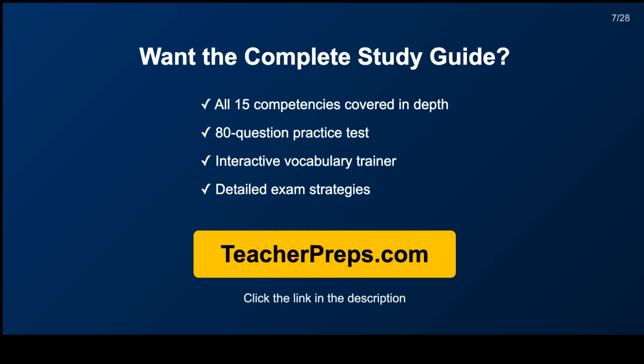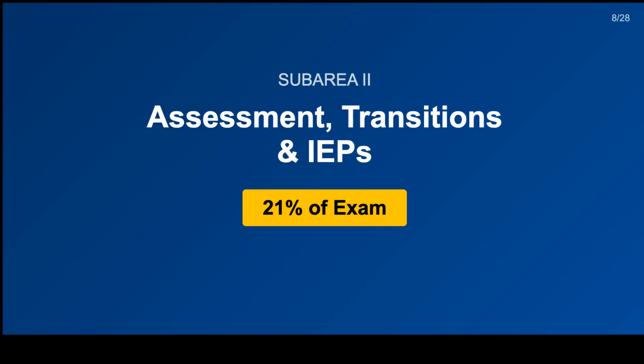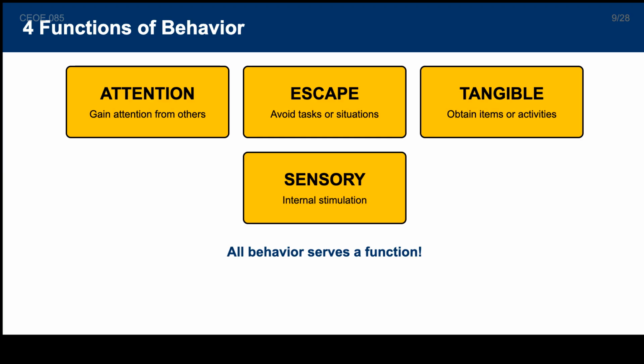Now let's continue with assessment and IEPs. Subarea 2 covers assessment, transitions, and IEPs, 21% of your exam. This is where you need to know assessment terminology, understand functional behavior assessments, and master IEP and IFSP components. Functional behavior assessment, or FBA, identifies why a behavior is happening. There are 4 functions of behavior.